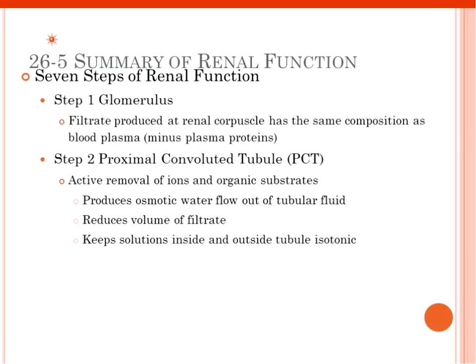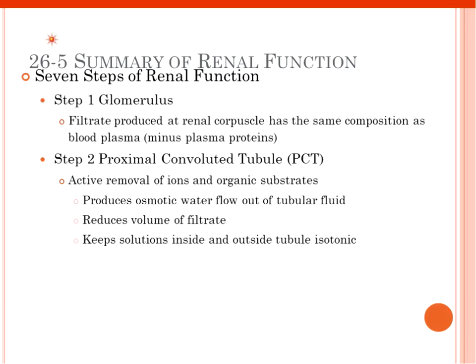The next step is the proximal convoluted tubule. In my family, these would be my children or my husband starting to slowly bring things back in. So it's the active removal of ions and organic substrates from the filtrate. They slowly start to bring those things in. So there are some ions that are brought back into circulation. When I say bring things in, we're talking about bringing them back into the body, back into the blood vessels, into those peritubular capillaries that surround the nephron.